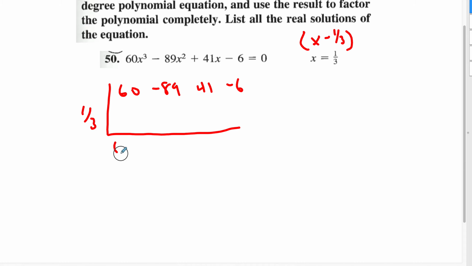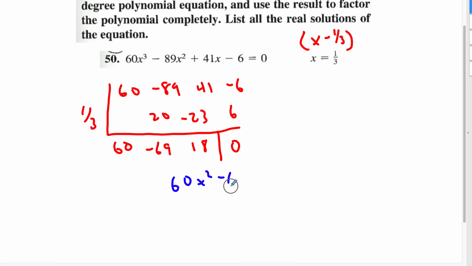So bring the 60 down. 1/3 of 60 is 20. Negative 89 plus 20 is negative 69. 1/3 of negative 69 is, oh sorry, negative 23. So that's 7, and then that means that our result here is 18. 1/3 of 18 is 6. Now, this is what we expected because they told us this is a factor. So the remainder is 0, which means we're now looking at a quadratic.